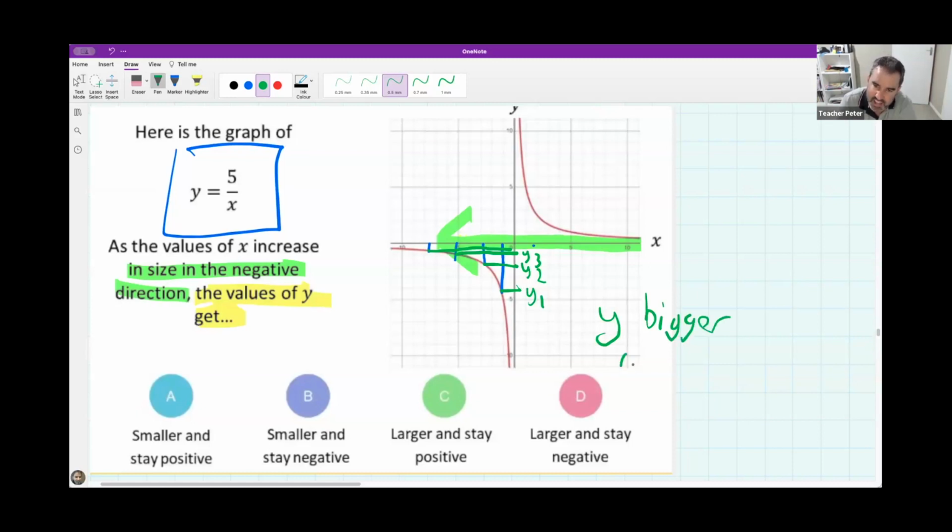but they are in a negative part of the world. If I look at where they're hanging out below the x-axis, they are negative, but they are getting bigger and bigger and bigger if I'm looking at this side over here. So going in the negative direction, y would get bigger and stay negative. If I was on the other side over here, as x gets smaller, y would get bigger. But on this side, y would get bigger, but it's staying negative.